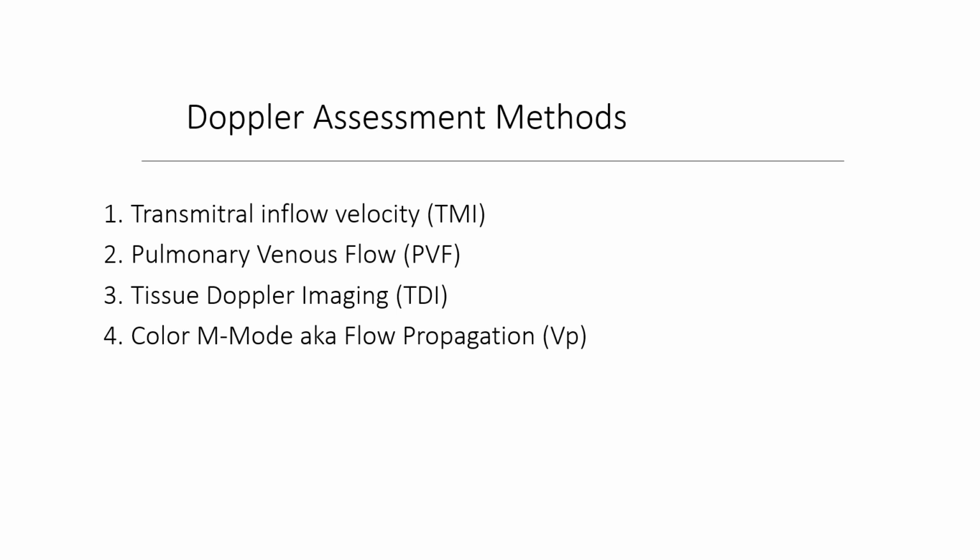There are 4 main Doppler assessment methods that have been described for assessing diastolic function. These are the transmitral inflow velocity, which we touched on a little bit earlier, the pulmonary venous flow, tissue Doppler imaging, and color M-mode flow, which the ASE does say has lower reproducibility and reliability. But we'll go over it just for the pictures.